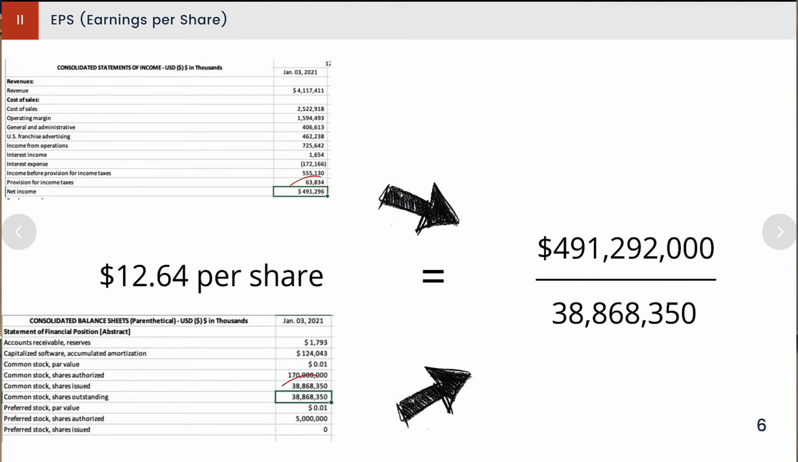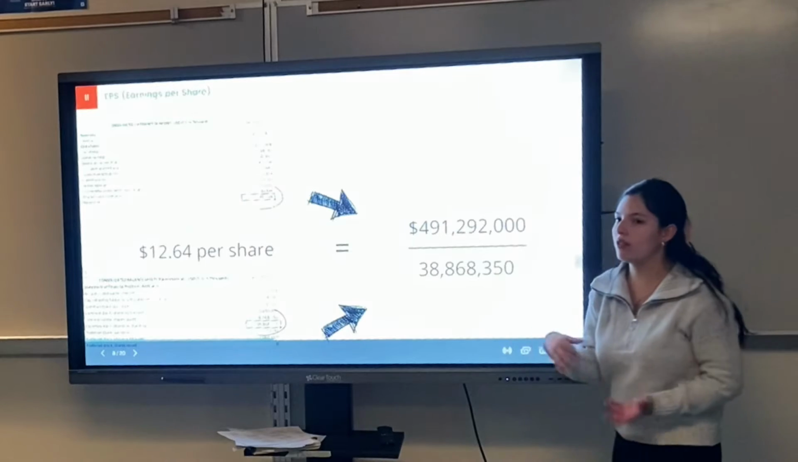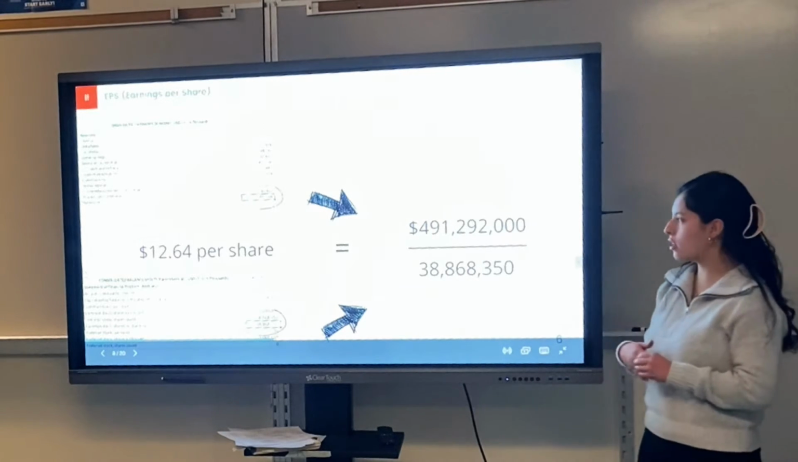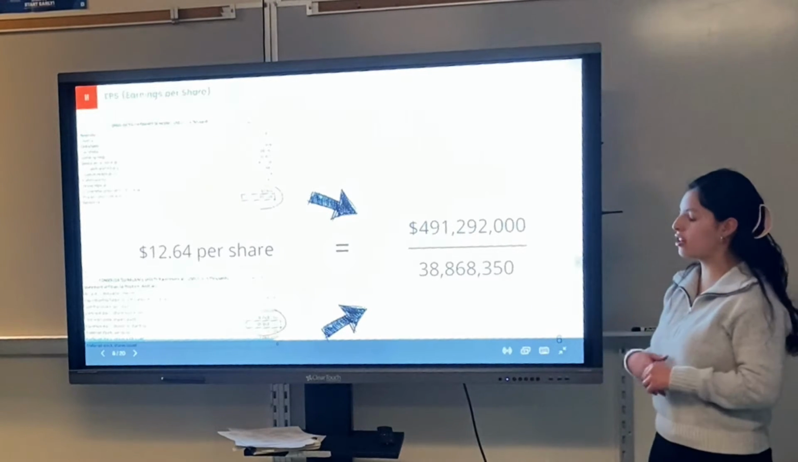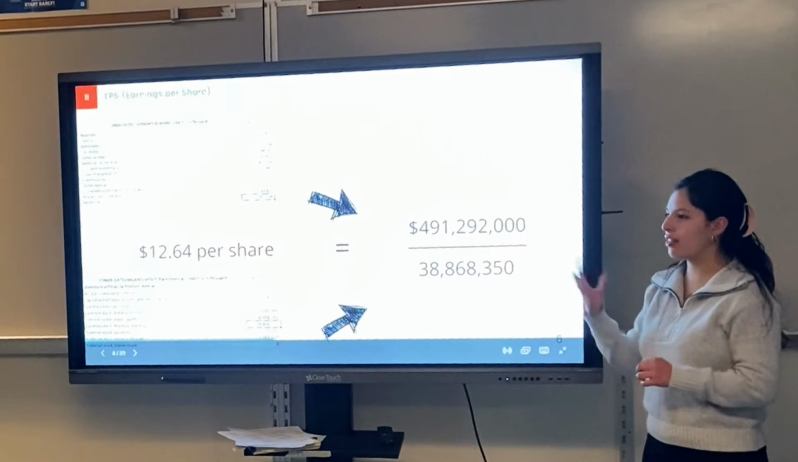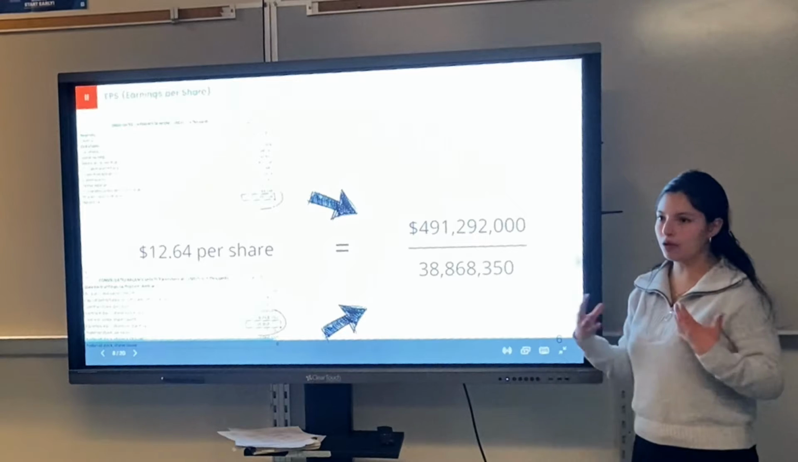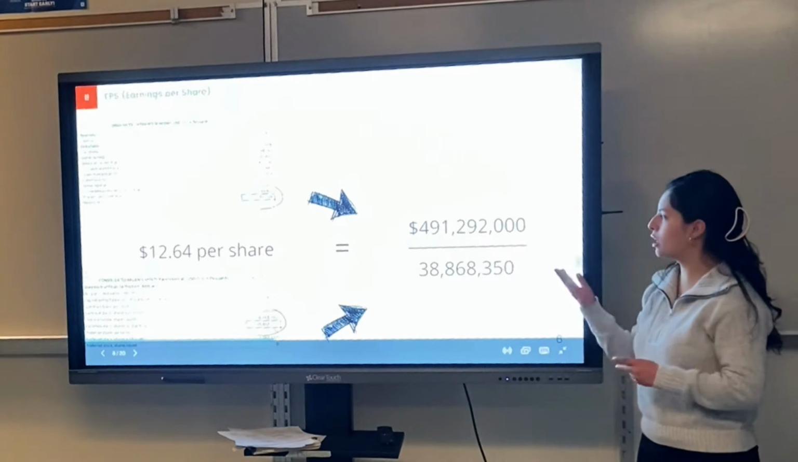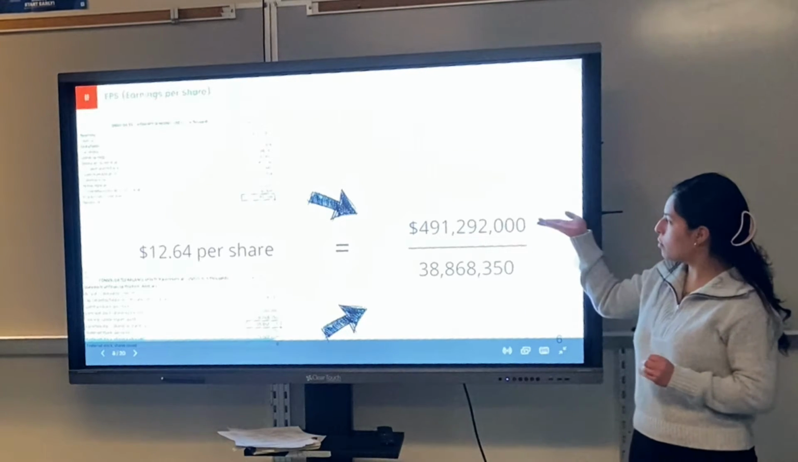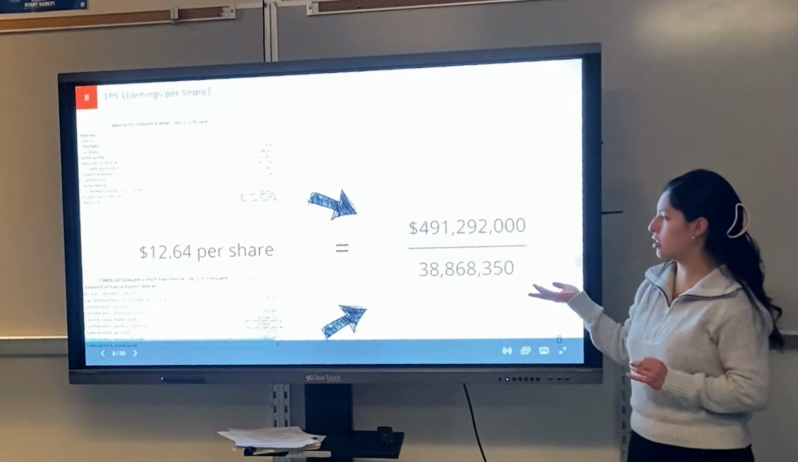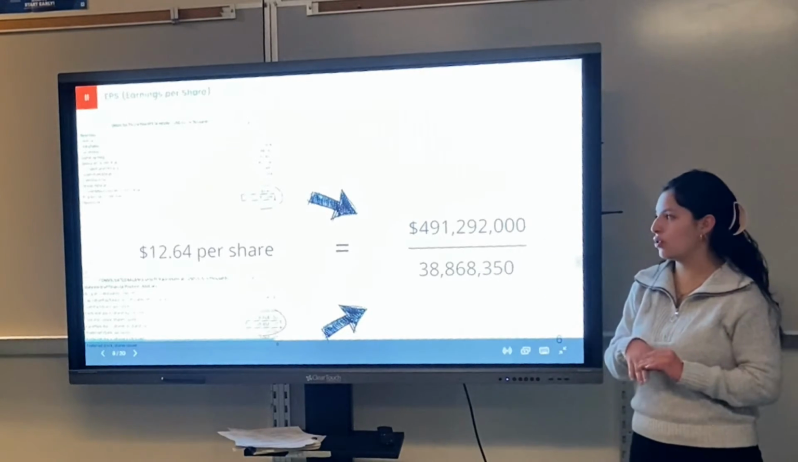Notice that the one up at the top is in thousands, so you have to be very careful with income statements and general financial statements. But this is where they merge perfectly together. You use not one at a time, you use all three at the same time to get this earnings per share. We divided the net income by the shares outstanding, and we got $12.64 per share.